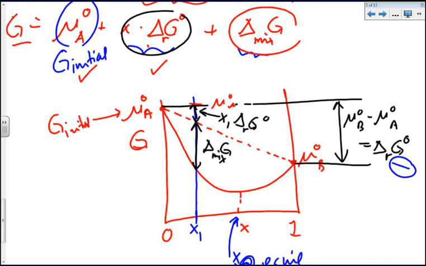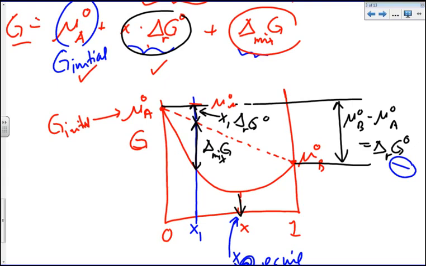All right? So if it were not for the delta G of mixing, you would have just gotten a straight line going from mu naught A to mu naught B. You would have minimized the Gibbs energy of your reaction mixture by just transforming everything into product. But what happens is it does drop, reaches a minimum, and once it reaches that minimum, you have equilibrium.